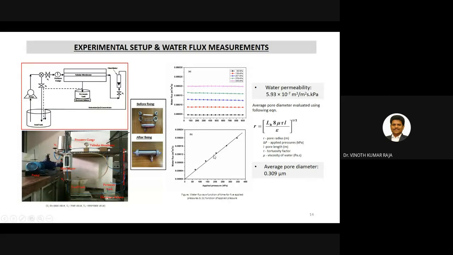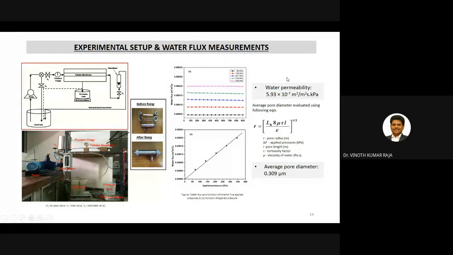With that linear behavior, the water permeability of the membrane was also determined from the water flux at different applied pressures. It was evaluated from the slope of the pure water flux versus the applied pressure. The water permeability value is 5.93 × 10^-7 meter cube per meter square per second kilopascal.